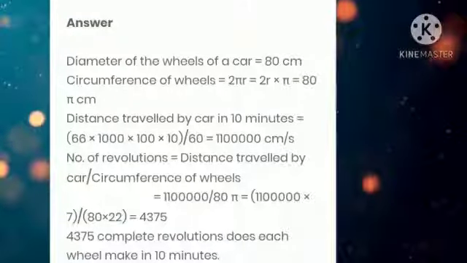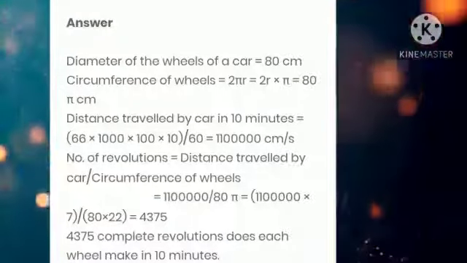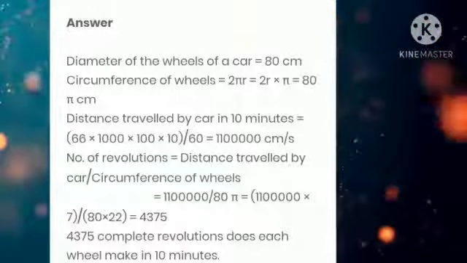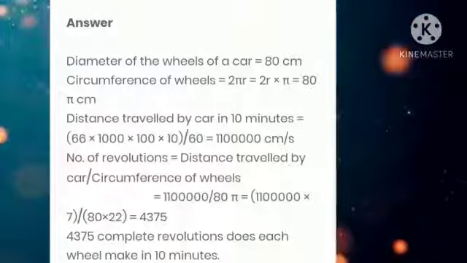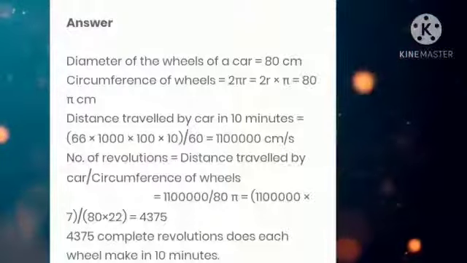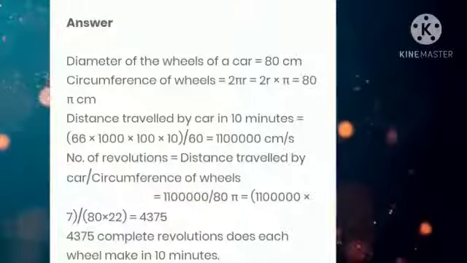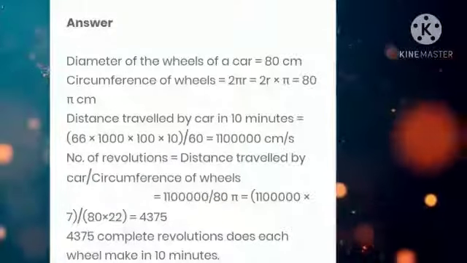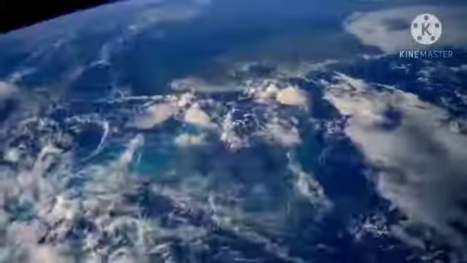Now we know that the number of revolutions can be calculated as the distance travelled by the car divided by the circumference of the wheel, and by doing so we get the number of revolutions as 4375 in 10 minutes. So it is the answer.